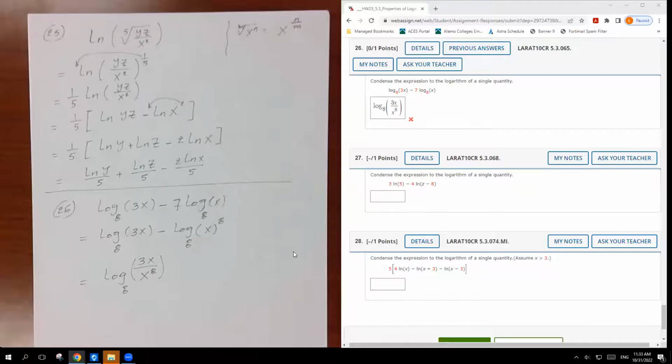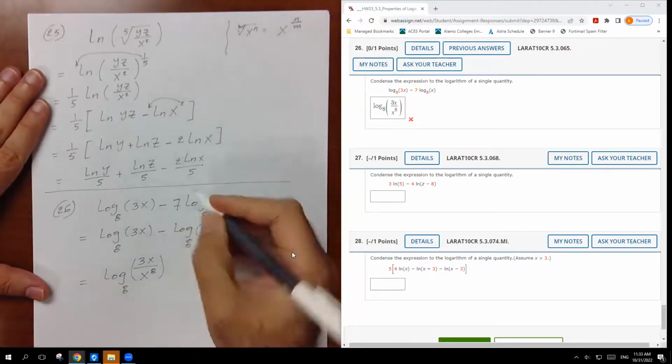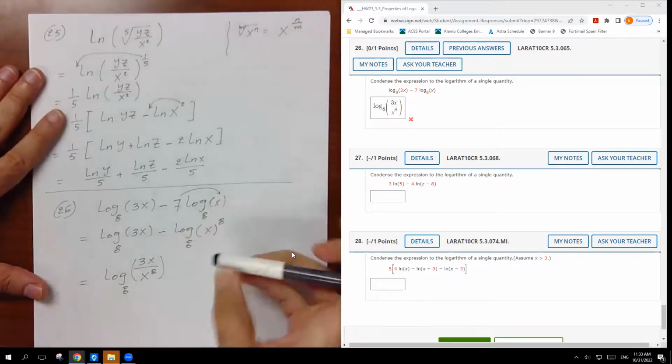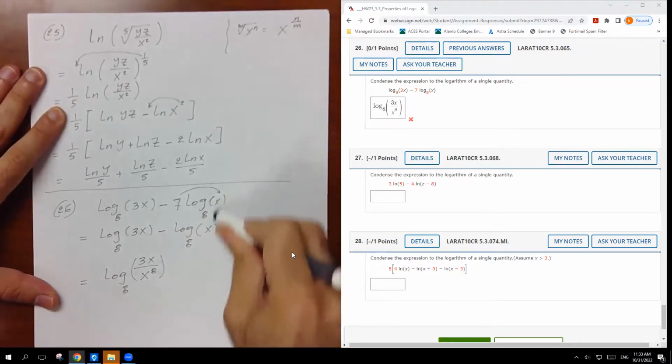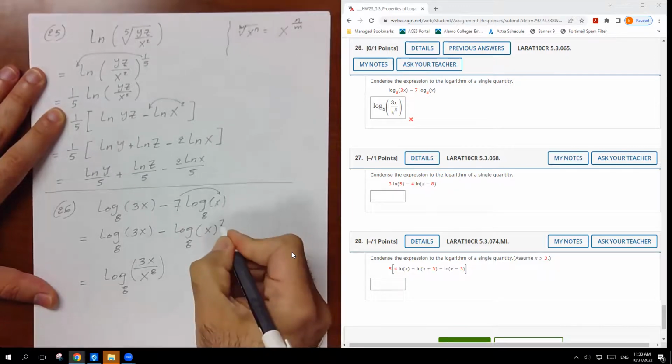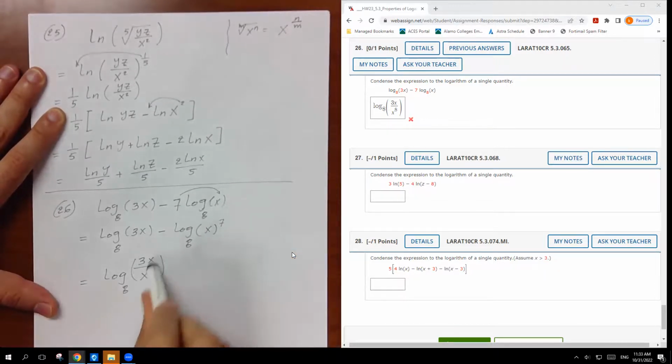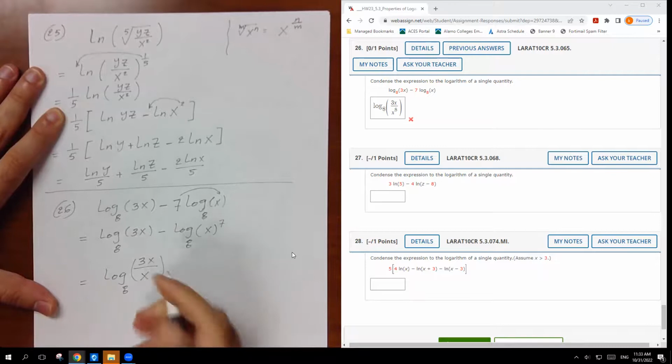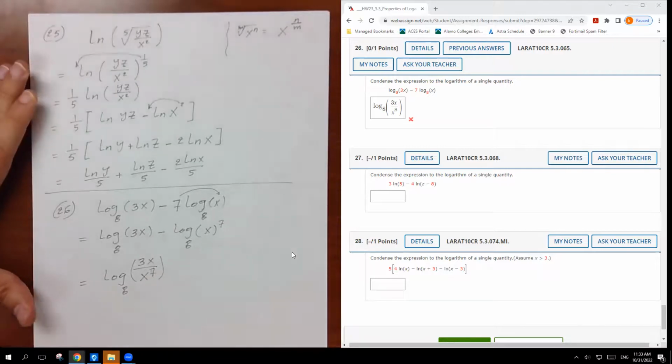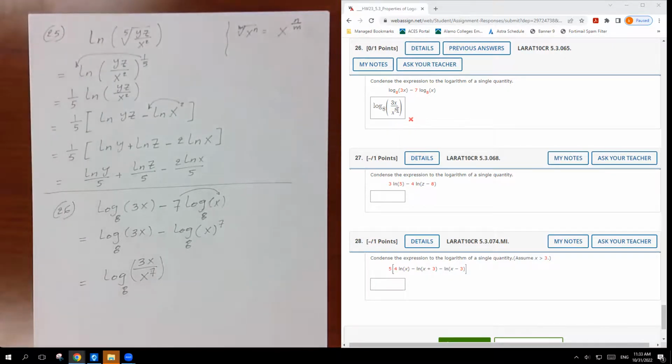So I made a mistake here. The exponent here is 7. When I bring it back, here is going to be 7, and here is going to be 7. So be careful. So I changed this one to 7.